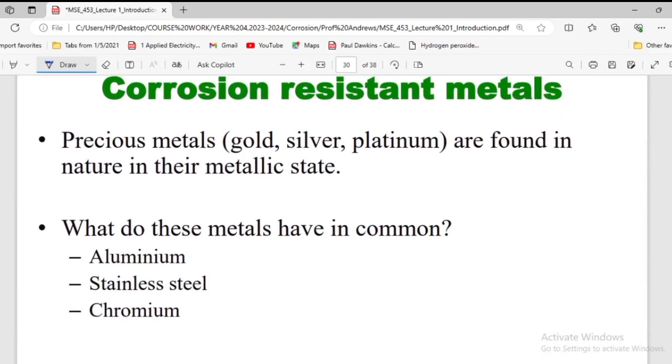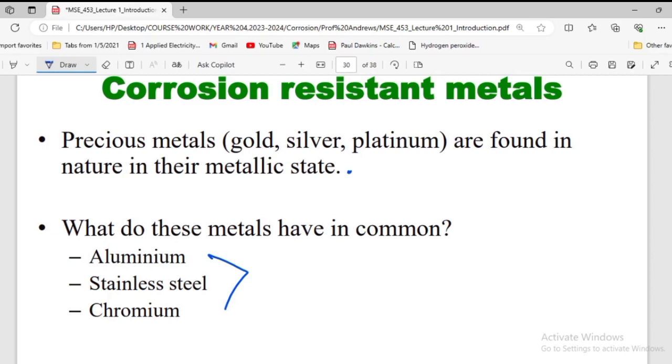Now let's look at some corrosion resistant metals. When we talk about corrosion resistant metals, it seems they resist corrosion, but that's not true. They undergo corrosion, but they form a passive layer. For the precious metals, gold, silver, platinum are found in nature in their metallic state, which means they are in their stable state. That's why they don't undergo corrosion. But what do these corrosion resistant metals have in common? When they react with oxygen, they form an oxide layer, and this layer prevents further deterioration, or reduces the rate at which corrosion happens.